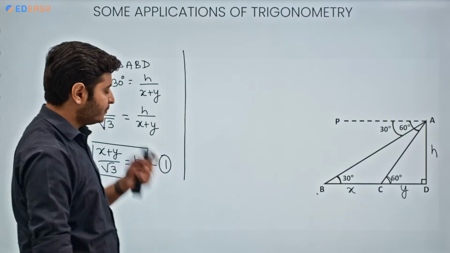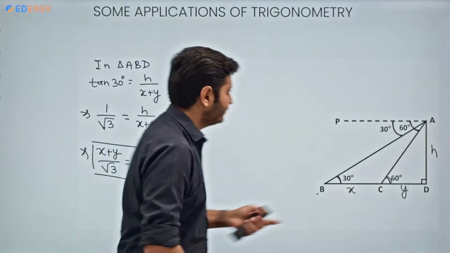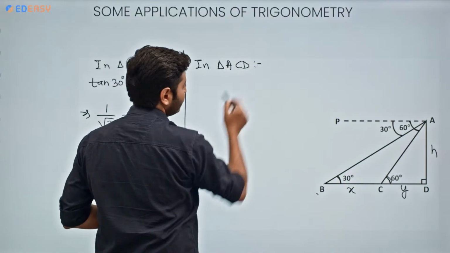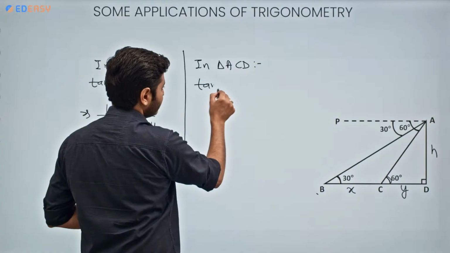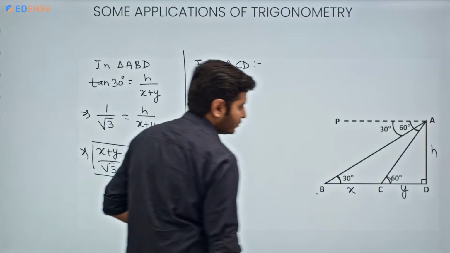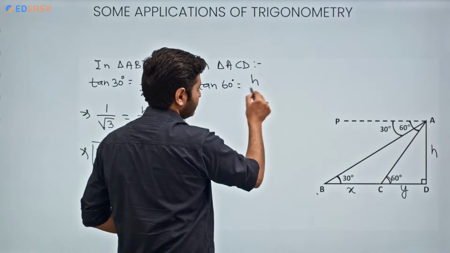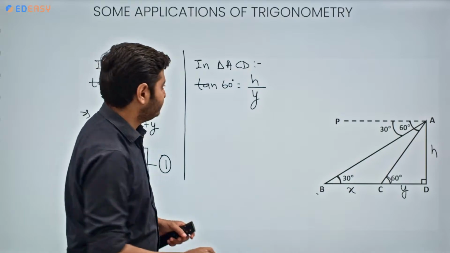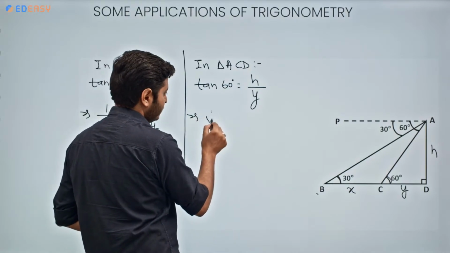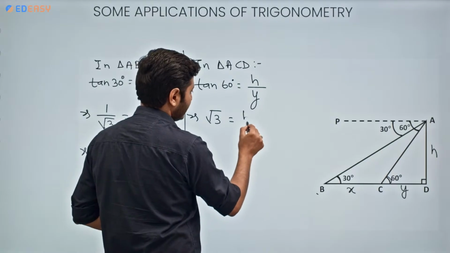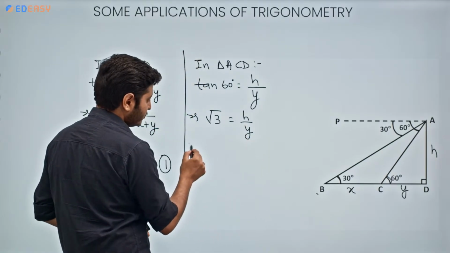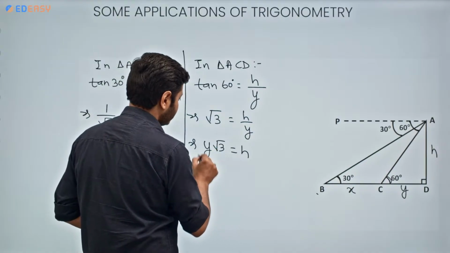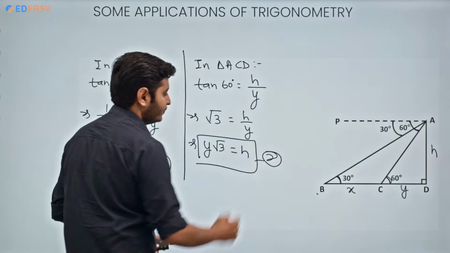From where can we get equation number 2? From the second triangle ACD. So in triangle ACD, tan 60 degrees is equal to perpendicular, that is H, by base, that is CD. Now tan 60 degrees is root 3, so root 3 is equal to H by Y. We can transpose, so it will become Y into root 3 is equal to H. This will be equation number 2.